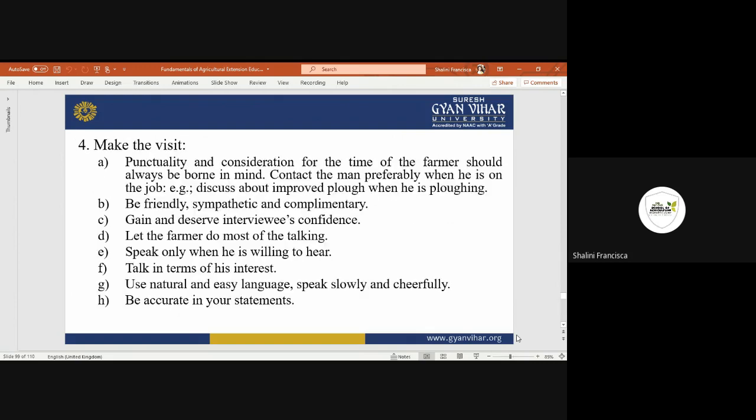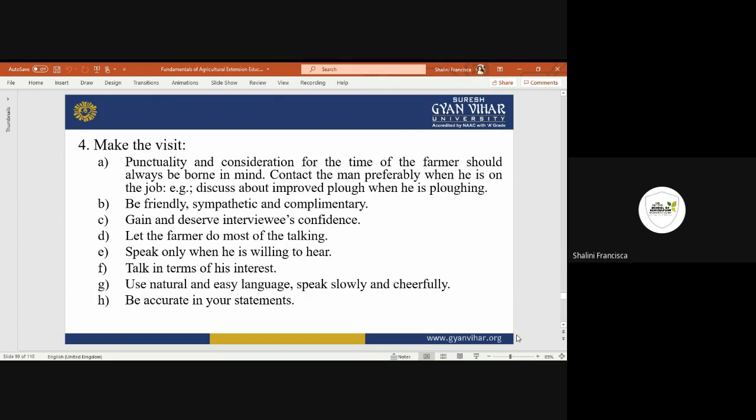Then the fourth principle is make the visit. Okay, so you have already planned. This was the outline you got from the first-hand information you have got from the panchayat, and now it's time to make a visit. There are 10 approaches that should be kept in mind while making the visit.